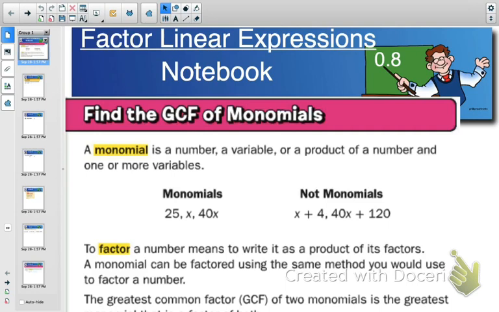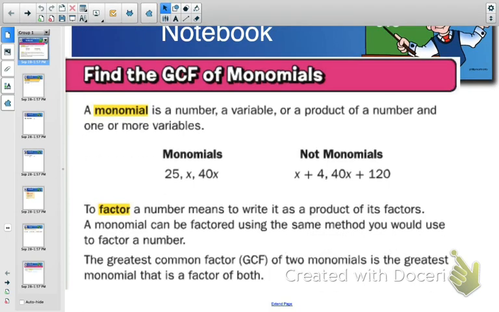Okay, so this is basically just a review of factoring, if you probably haven't factored for a while. A monomial is a number, a variable, or a product of a number and one or more variables. So monomial just means one term. So just 25, that's a monomial. If we just have x, that's a monomial. Or if we have 40x, that's also a monomial because it's one term, but this one term does have two factors, 40 and x. But those are all monomials.